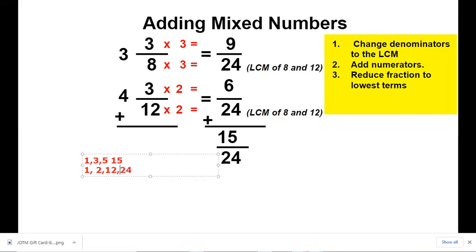2 times 12. And 3 times 8. And 4 times 6.